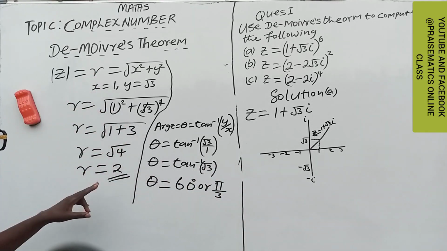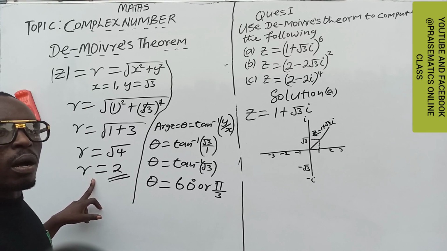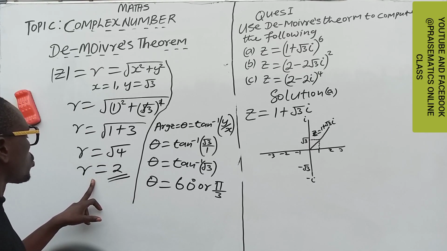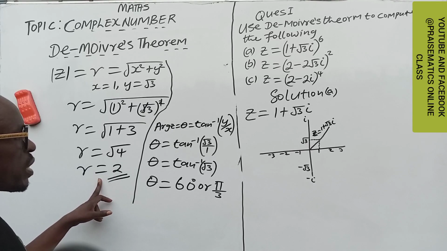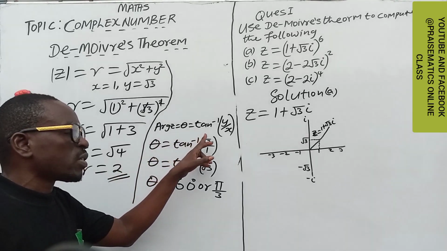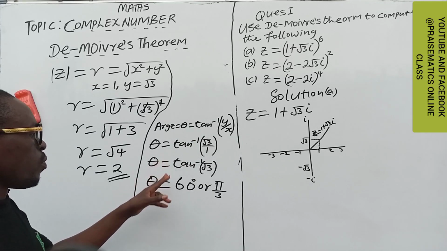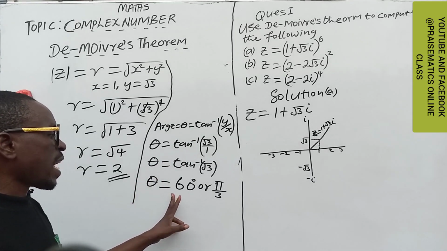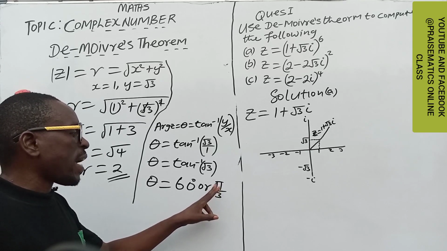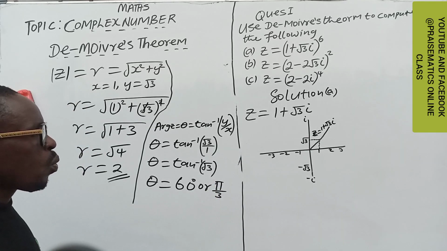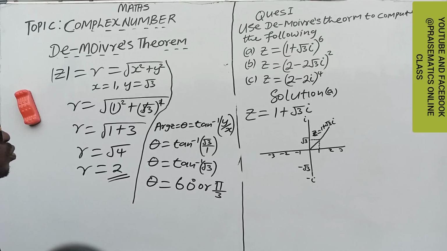Second, we have succeeded in getting the modulus of the complex number, which is r equal to 2. Third step, we find the argument, which is theta, and we succeeded in getting that theta is equal to 60 degrees, or pi over 3. What are we going to do? We are going to transform this in a polar form, in De Moivre's theorem formula.